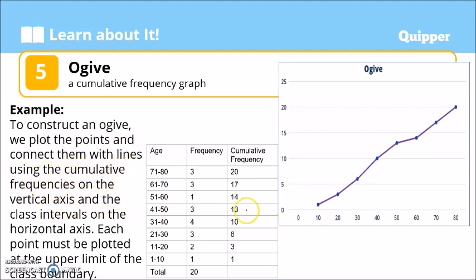the vertical axis. Vertical axis, this is the cumulative frequency. Okay? And the class intervals on the horizontal axis. Okay, class interval. But each point must be plotted at the upper limit of the class boundary. So, yung sabi ko nga, upper limits, these are 10, 20, 30, 40, 50, 60, 70, 80. Kaya meron tayong 10, 20, ganyan dito. Okay? Then we make a point or put a point dito sa cumulative class frequency.